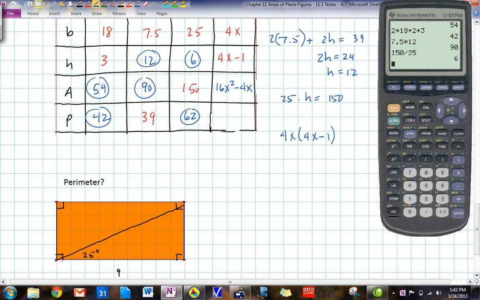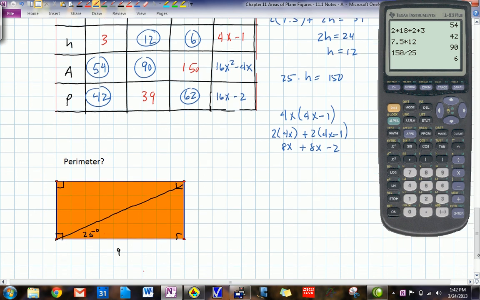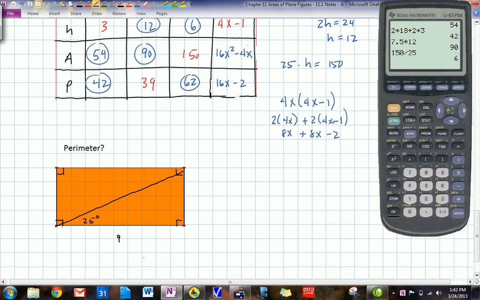The perimeter would be 2 of those 4x's plus 2 of the 4x minus 1's. So 2 of the 4x's is 8x. 2 of the 4x minus 1 is 8x minus 2. So therefore the perimeter would be 16x minus 2. All right, I'm going to circle these up here just to be consistent.